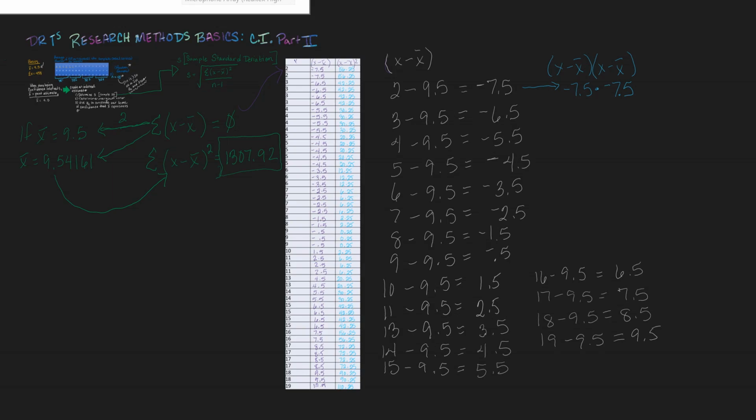So let's go ahead and plug in these values into the sample standard deviation equation. Sample standard deviation is equal to the square root of the sum of all x minus x bar squared, divided by n minus 1. And we know that n is 48, so we'll divide that by 47.